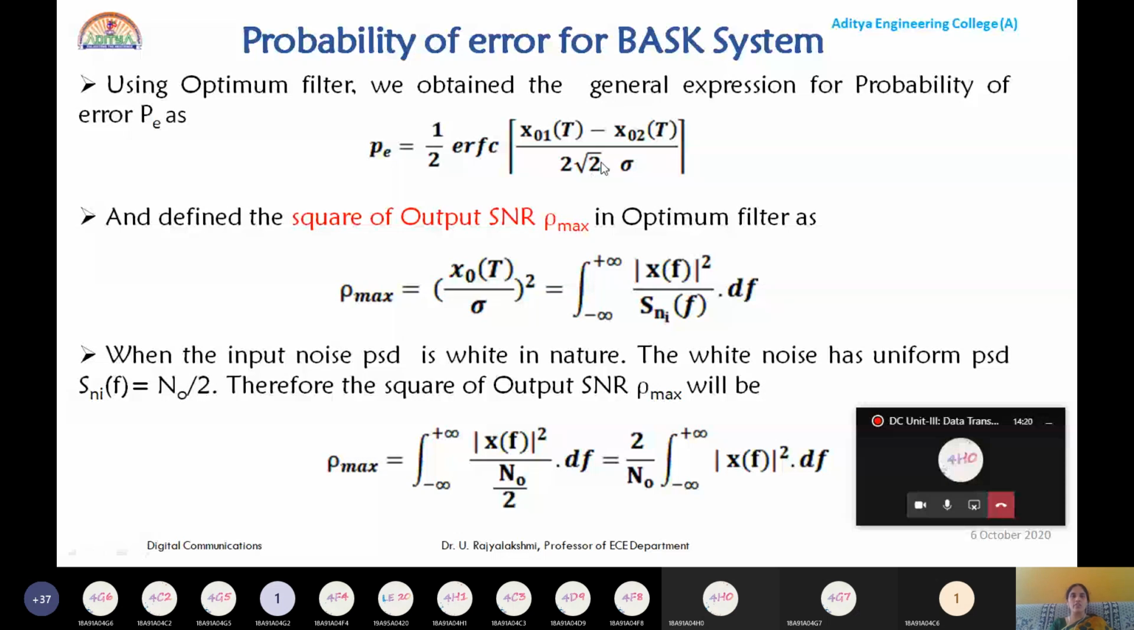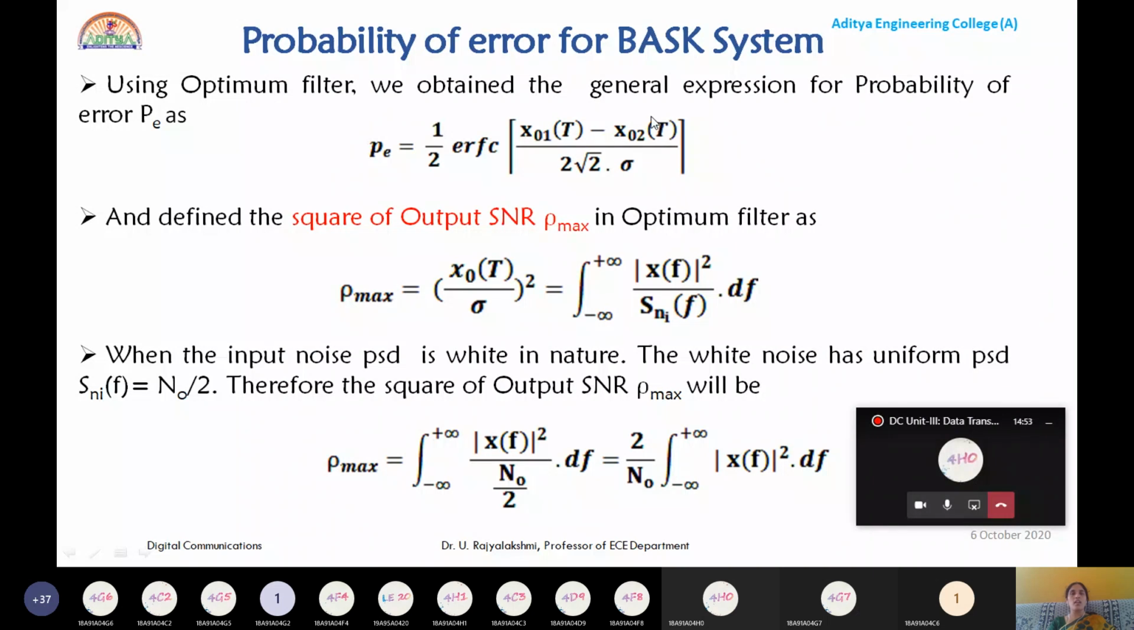Because what is x01 of t? X01 of t is the magnitude of the output signal whenever the input signal is at positive magnitude, that is x1 of t. Then we consider the corresponding output level as the positive magnitude output level, x01 of t. And what is x02 of t? X02 of t is the output signal magnitude whenever the input is at negative level.